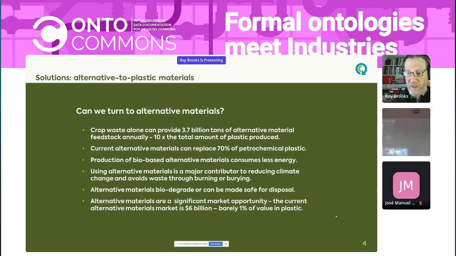There are fundamental differences between bio-based polymers and fossil-based polymers, fossil oil-based polymers. And I suppose, last but not least, by any stretch of the imagination, this industry, or this nascent industry, represents an enormous opportunity for businesses. Currently, it's roughly a 6 billion market. It's 1% of the plastics industry. So there's real potential there for a growing economy.